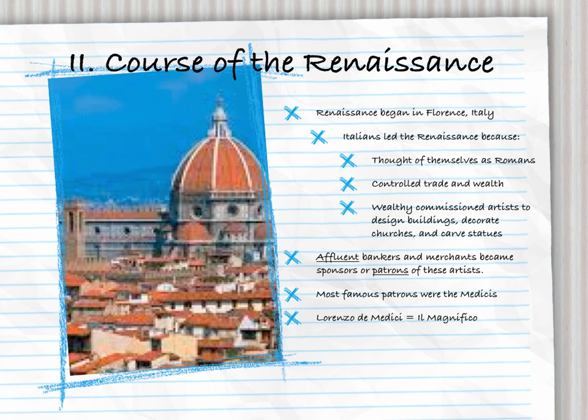You have affluent bankers and merchants becoming the sponsors or patrons of these different artists. And affluent means wealthy, if you guys don't know that word. Patrons, that's a vocab term for you, but patrons are these supporters of these artists. They kind of just give them money so that they can create their art. So they're helping pay for supplies, and sometimes they're paying for these people to eat. They're like their bosses, and they commission these works of art.